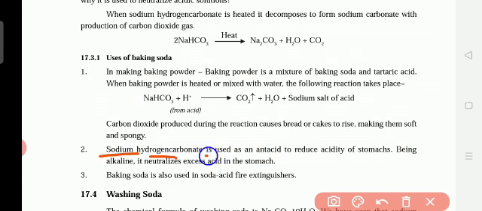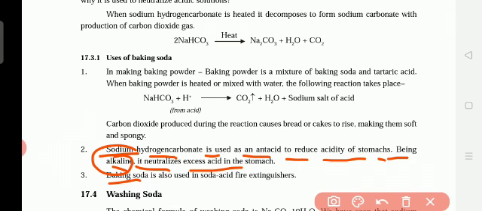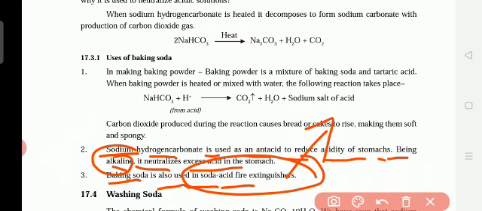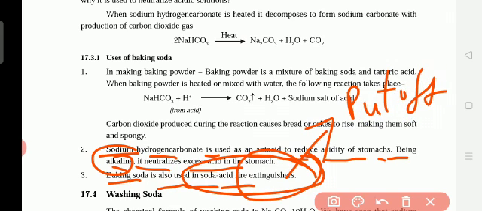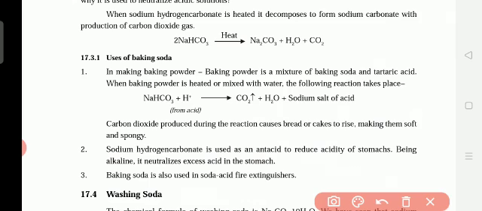Sodium hydrogen carbonate is used as an antacid to reduce acidity of the stomach. Being alkaline, it neutralizes excess acid in the stomach. Alkaline means base. Baking soda is also used in the soda acid fire extinguisher. Extinguisher means what? Put off. Putting off the fire is called extinguishing. So baking soda can also be used to put off fire, in the soda acid fire extinguisher. These are the uses of baking soda.